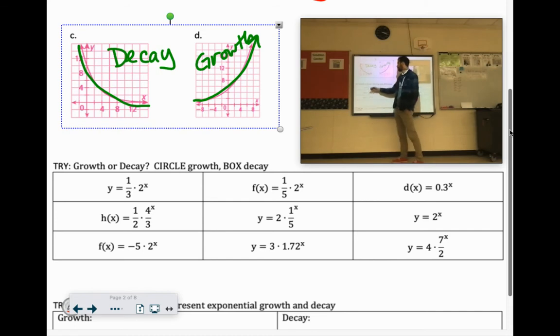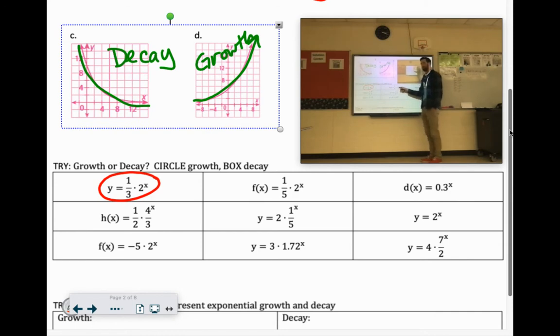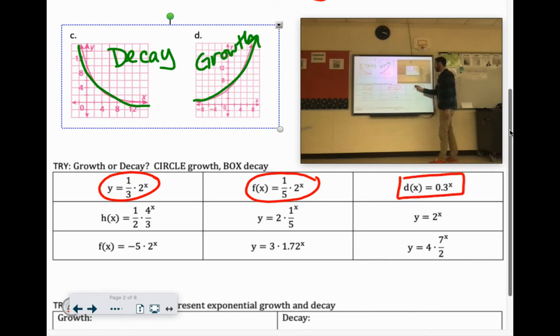If you look here, it's 2 to the x power. 2 is greater than 1. This one is 2 to the x power. Again, it's showing growth. This one is 0.3 to the x power. Now 0.3 is less than 1. So that's going to show exponential decay.